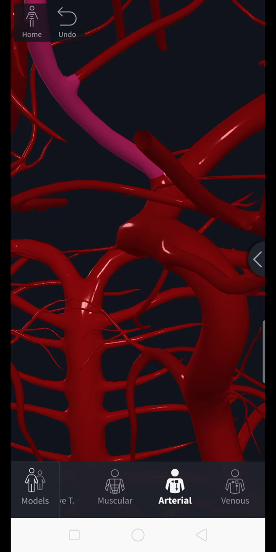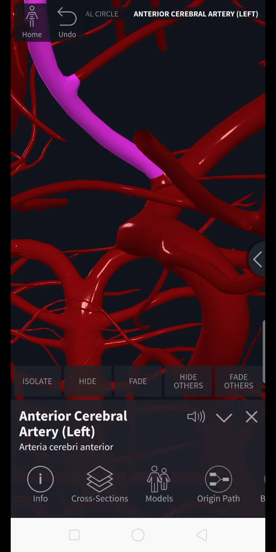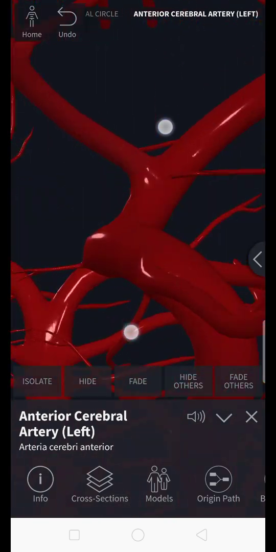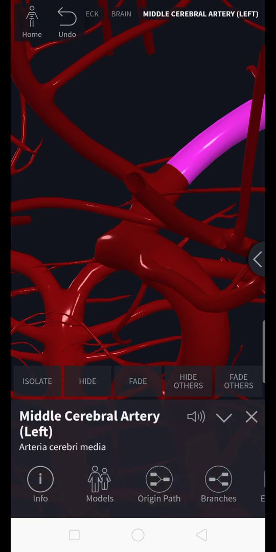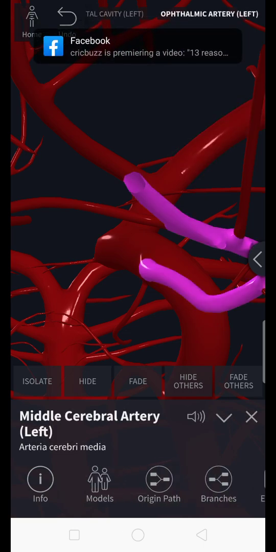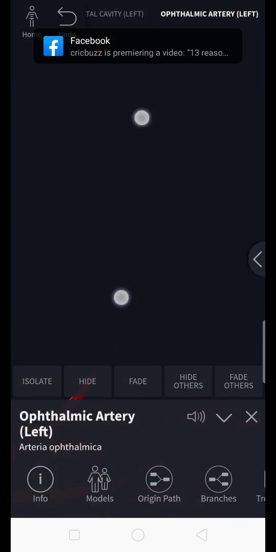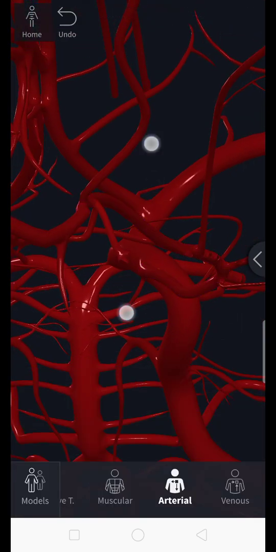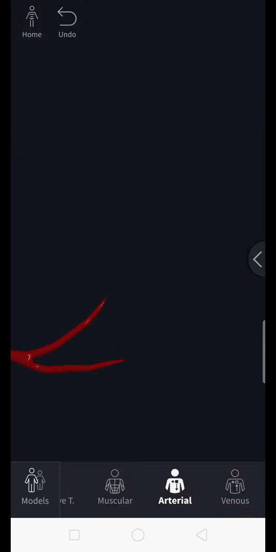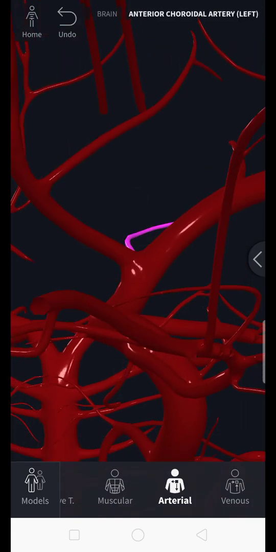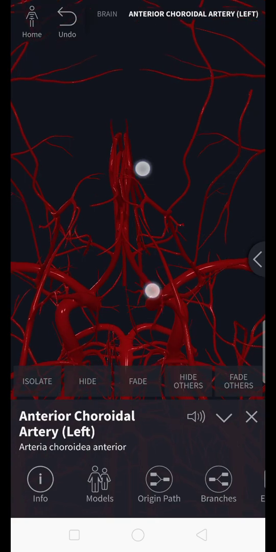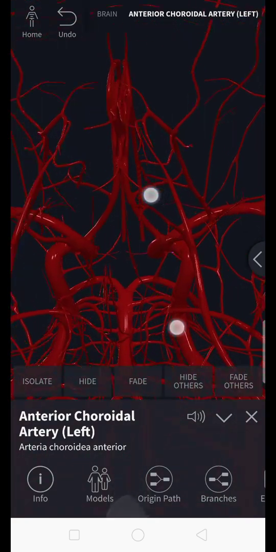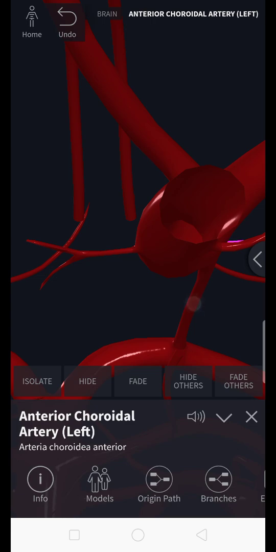This is number 1, anterior cerebral artery, the first branch of the internal carotid artery. This is the middle cerebral artery, number 2. And number 3, ophthalmic artery. Number 4, anterior choroidal artery. And number 5, posterior communicating artery. This is the posterior communicating artery here.